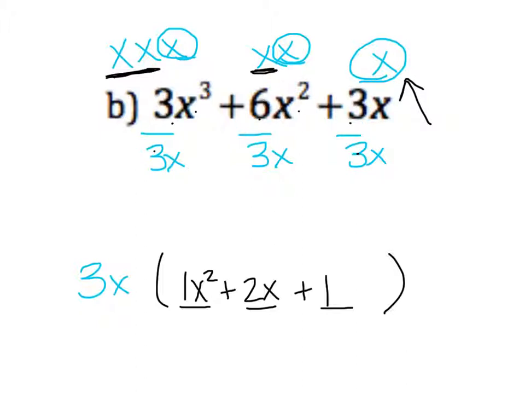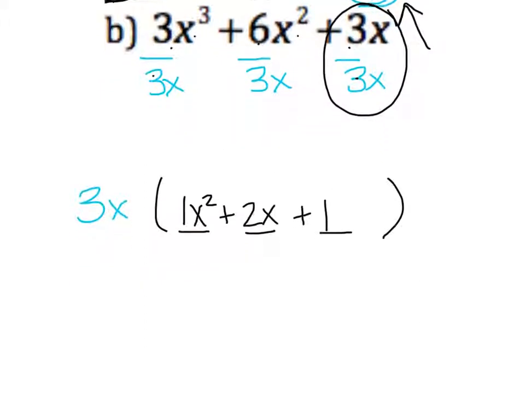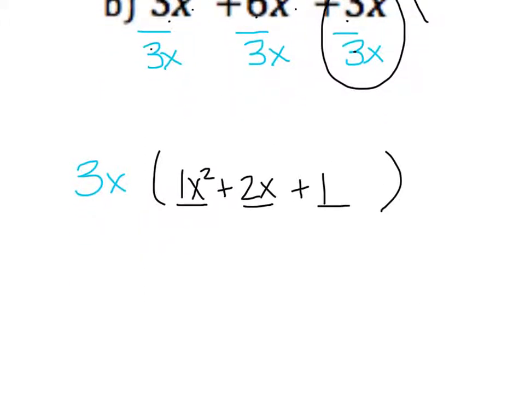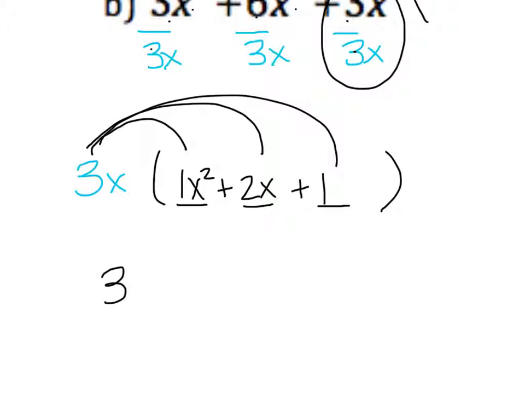Okay, so even if the greatest common factor is one of the terms, you still need to have a 1 as a placeholder. So your answer would be 3x times x squared plus 2x plus 1. So if you distributed the greatest common factor back in, you would get back to the original problem.